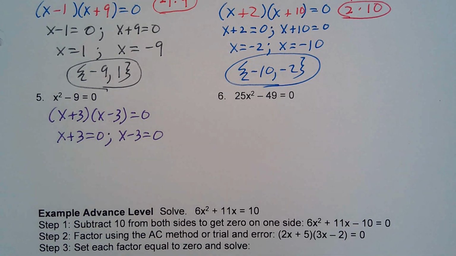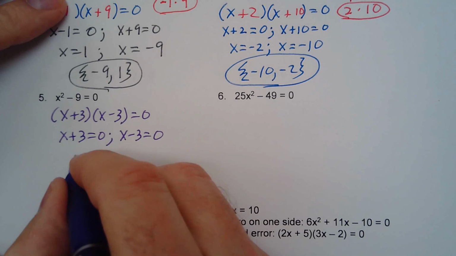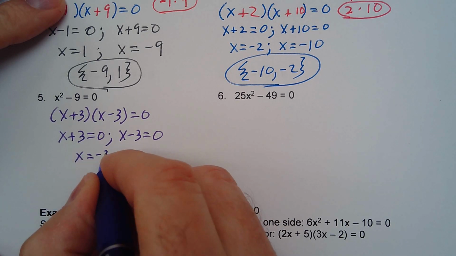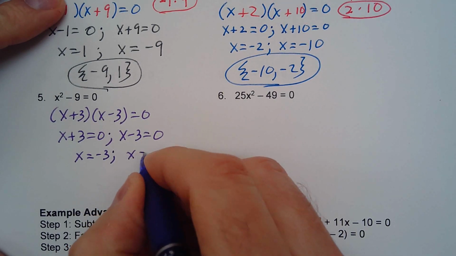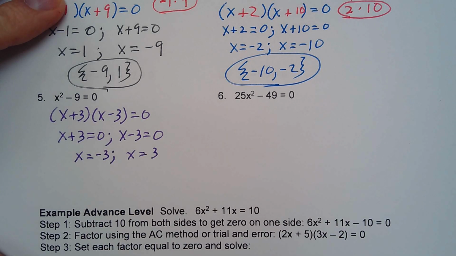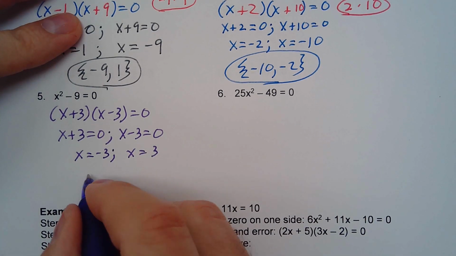So the first one, we subtract 3 from both sides. Second one, we need to add 3 to both sides. And those are our two answers.